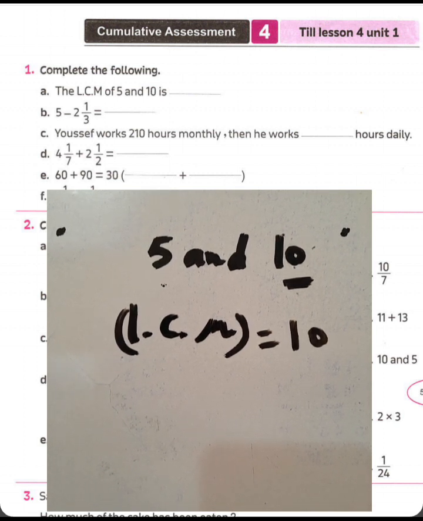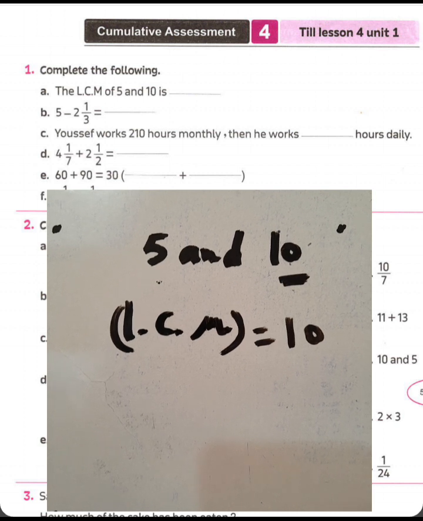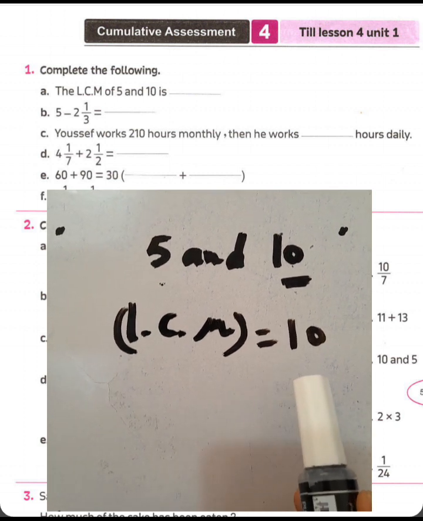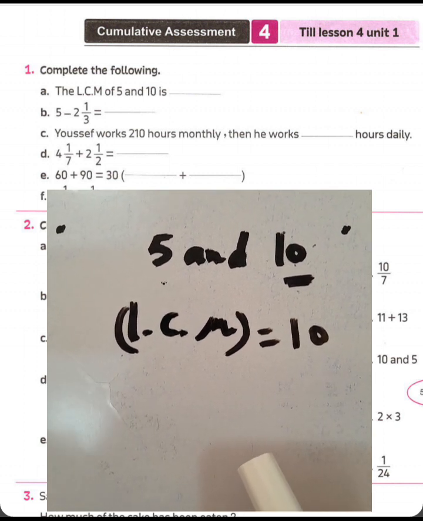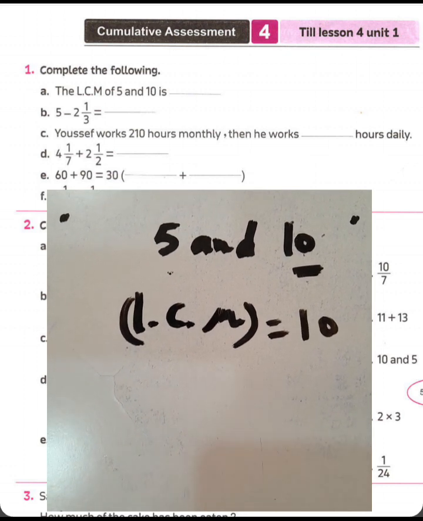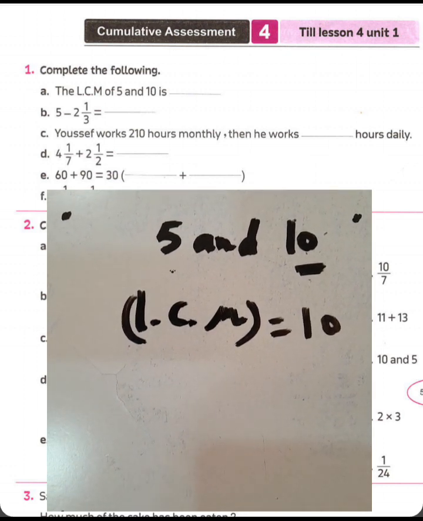Question number 1, complete the following. Letter A, the least common multiple of 5 and 10 is... We know 10 can be divided by 5, then 10 is the least common multiple between the two numbers. 10 can be divided by 5 and itself. 10 is the least common multiple of 5 and 10.